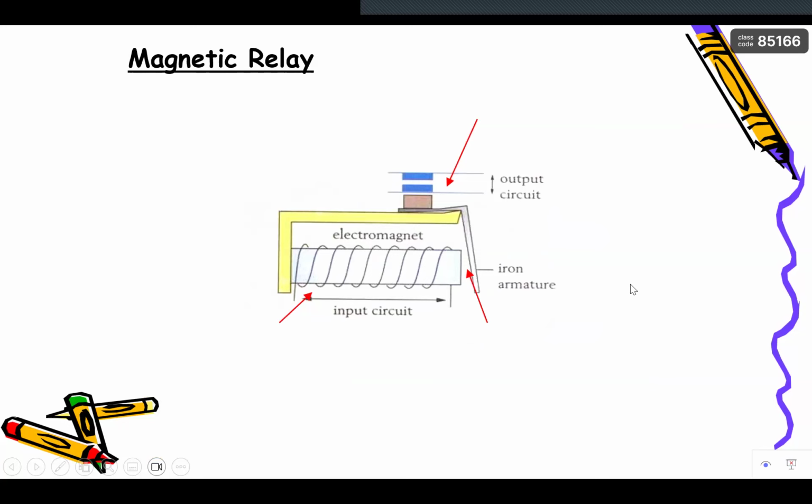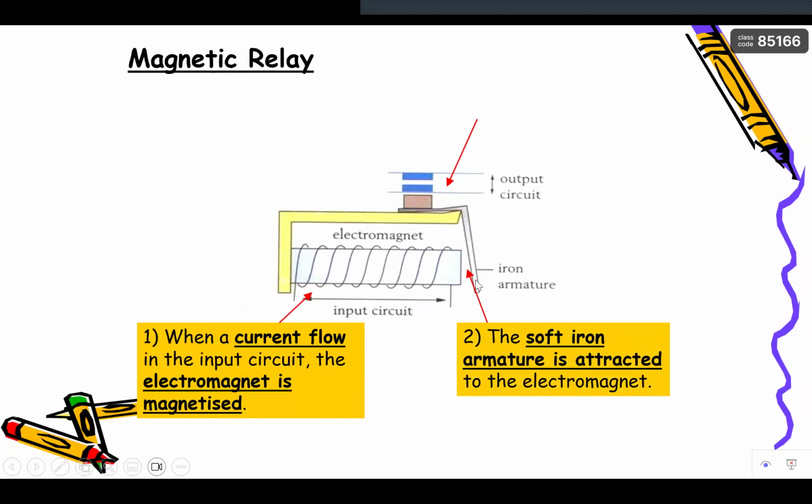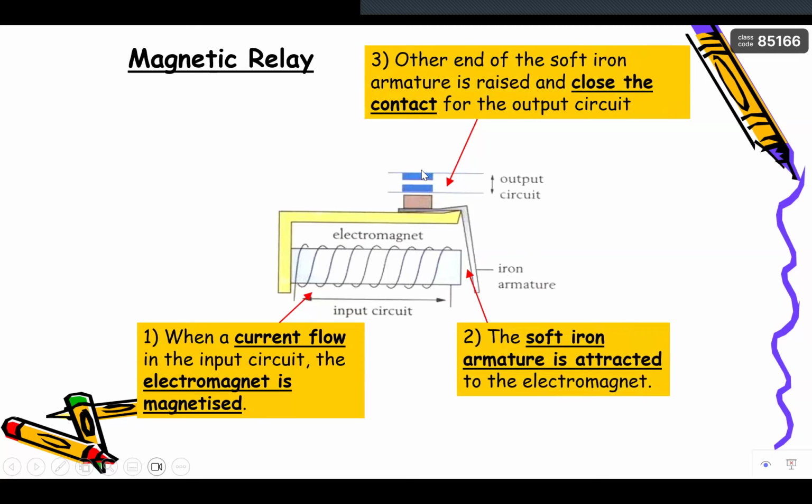Next, magnetic relay. So for your magnetic relay, again, current will flow in one circuit. So the current will flow in the first circuit through a solenoid, and this solenoid will become a very strong electromagnet. Once it becomes an electromagnet, it will attract this iron armature. The iron armature is pivoted over here, so the top part of this iron armature will move up. And when it moves up, it will close the contact for the second circuit. So this is how a magnetic relay works.